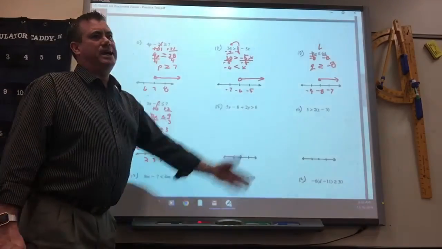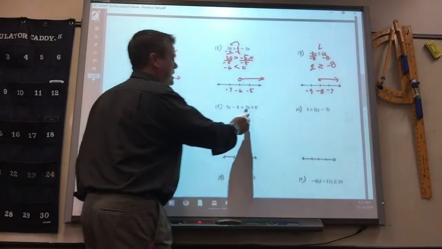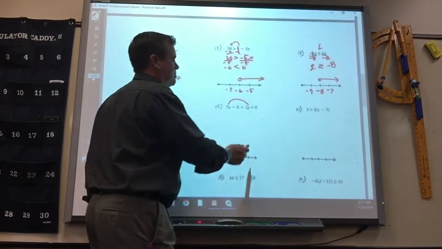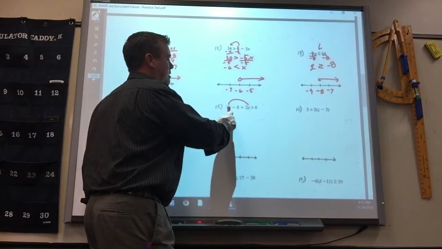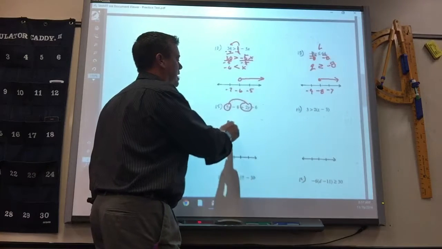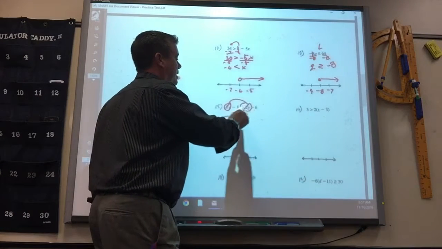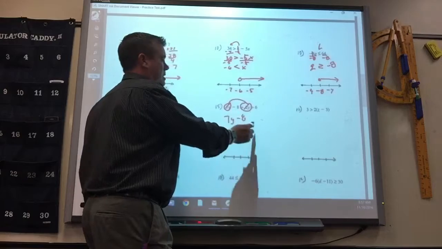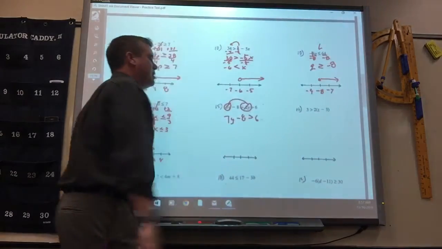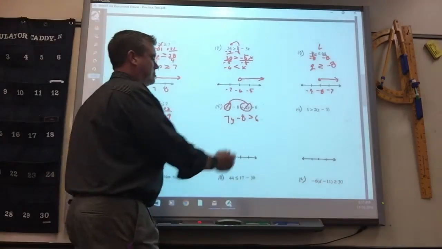Now we get into some where you got to simplify a little bit. On this left side, there's two like terms, so you can combine them. 5y plus 2y is 7y. -8, still have the -8, is greater than 6. So now it's just a two-step.